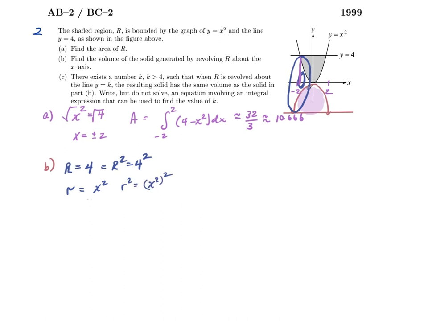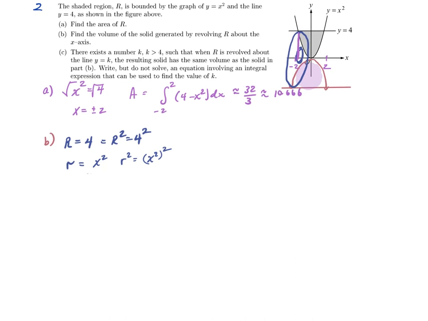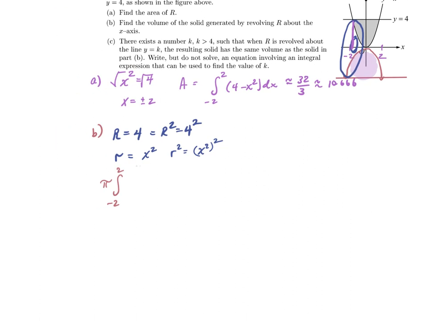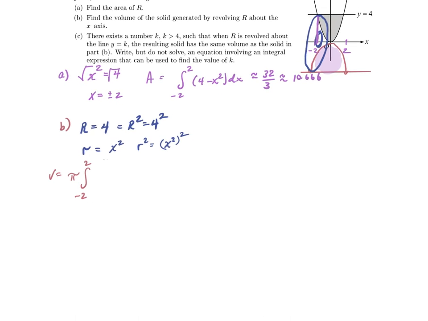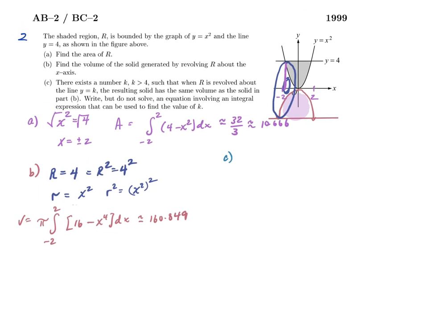Okay. All right, so let's drop it into the formula. So we're going to go from negative 2 to 2. Don't forget the pi. This is volume. It's going to be big R, so it's going to be 4 squared, so 16, minus x squared squared is x to the 4th, dx. The rest you can just put into your calculator. You're going to get 160.849.